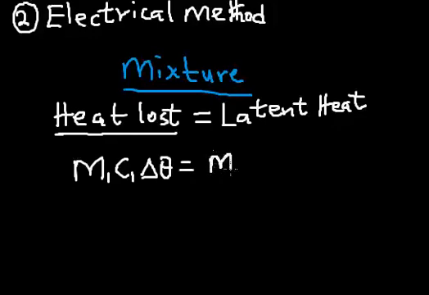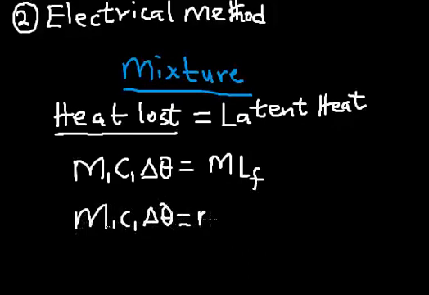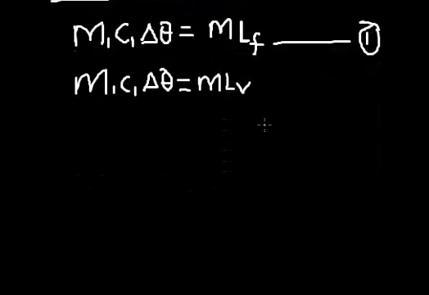So of course latent heat is ML, right? So if it is fusion, it's MLF, and of course if it is vaporization, it's still the same principle. All you just need to do is use LV. So this is the principle for the mixture method. Heat loss is equal to the latent heat that is required to melt or to change the state of the substance.